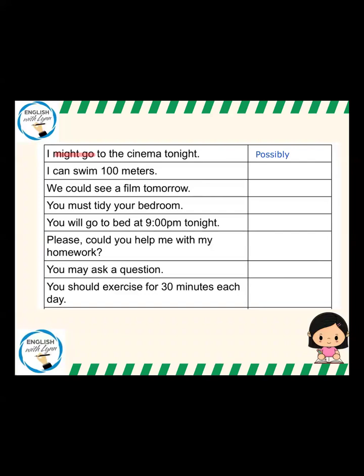Okay. The next one, I can swim 100 meters. Looking for my verb chain, I can swim. And that is showing what I am able to do. Okay, so I am able to swim the 100 meters. So that is my ability.